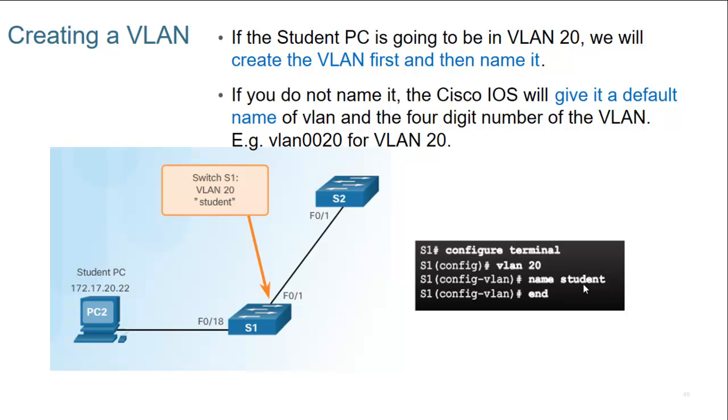If you do not name your VLAN, the Cisco IOS will give it a default name with the 4-digit number of the VLAN. For example, if you type vlan 20, the default name for it will be VLAN0020. While this may not seem like a big thing, in administration it is always good to know and name your VLAN. It is especially important when you want to troubleshoot your VLAN.